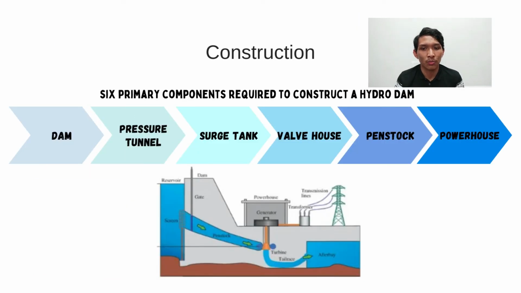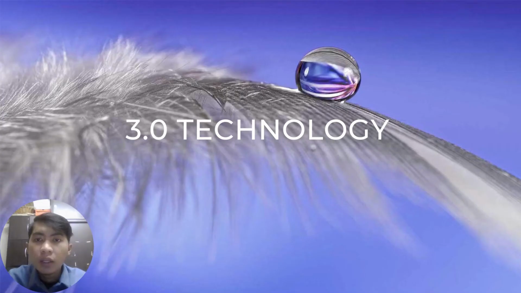There are 6 primary components required to construct a hydro dam. Firstly is the dam. Second is the pressure tunnel. Third is the surge tank. Then the fourth is the valve house. The fifth is the penstock, and lastly is the powerhouse.